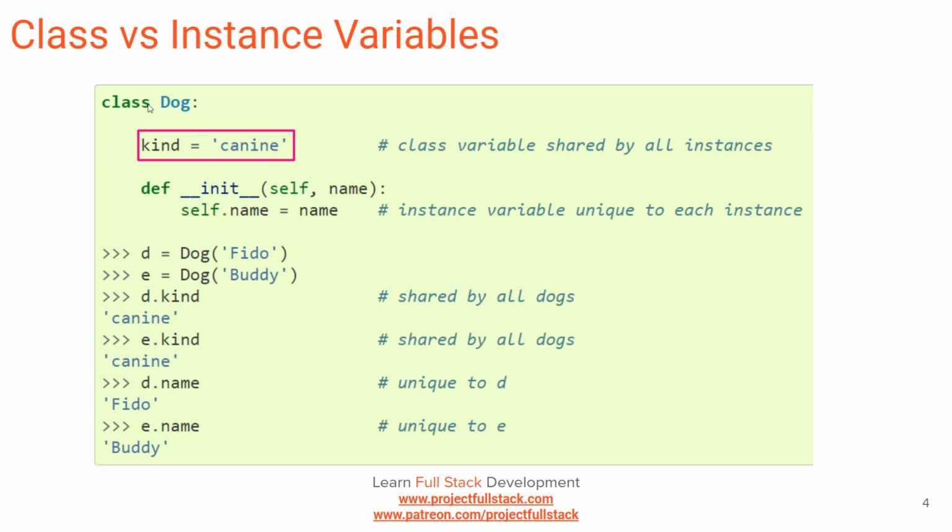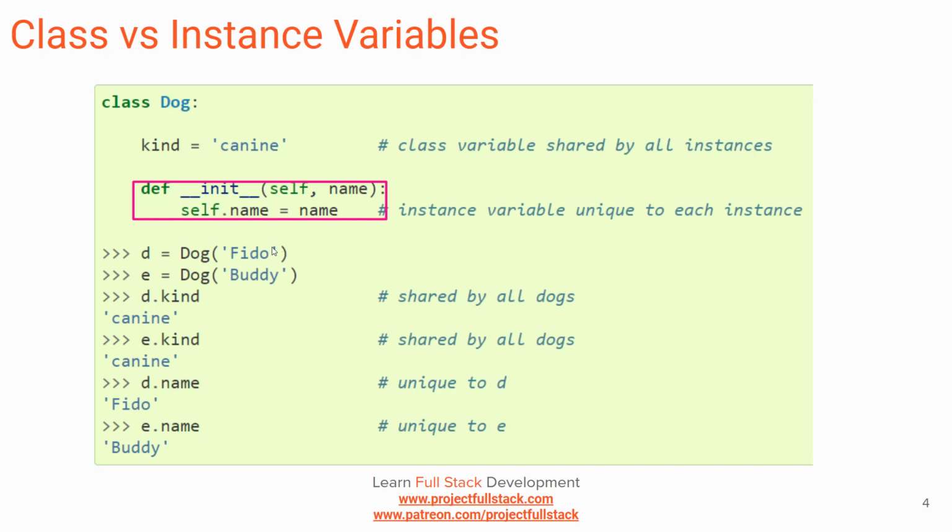Then down here in the constructor is where you define your instance variables. They're unique to each instance, and that's where that whole self parameter comes in. Self is going to point to the object that's being created, so we're going to assign the dot name on that object itself. Whereas kind up here is being initialized on the class itself.